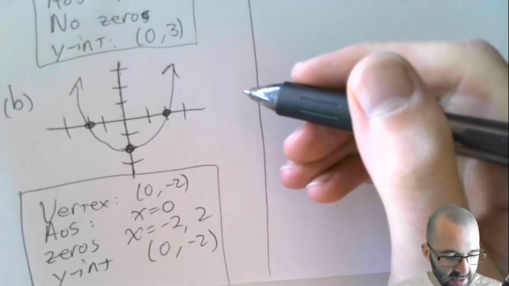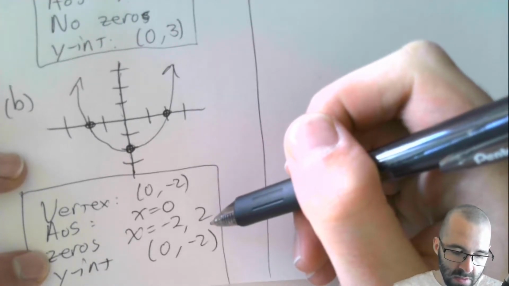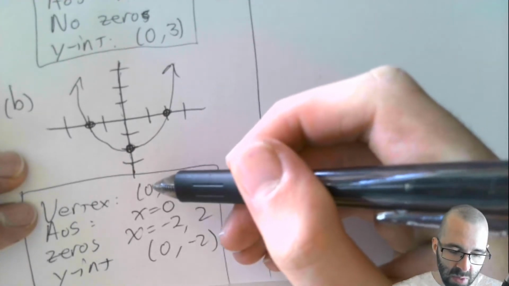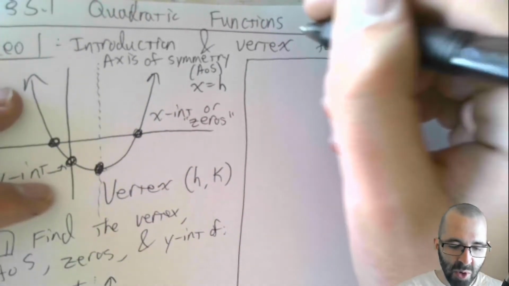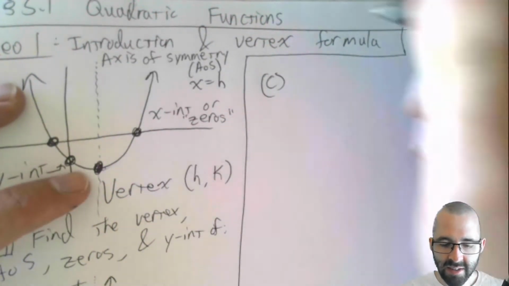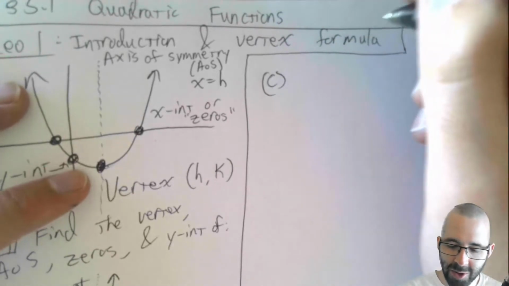All right, so let's see. What's the relationship between the vertex and the zeros? The vertex is at the point 0, -2. I don't know the pattern. We need more information. There's a pattern. Look at part C. I also lied to you. I do know the pattern, but I don't want to spoil it for you.